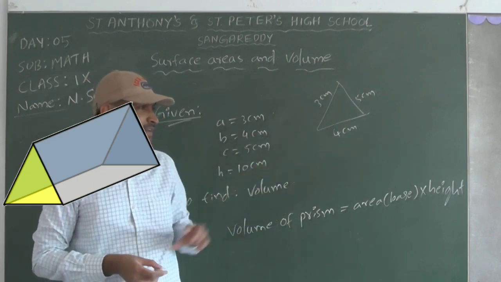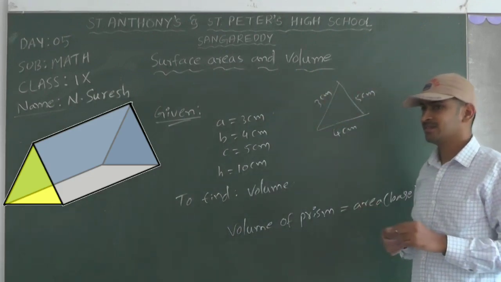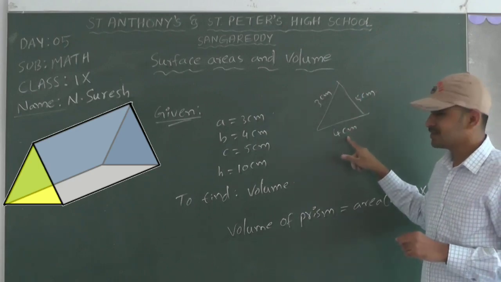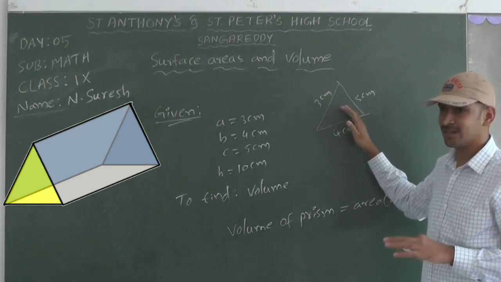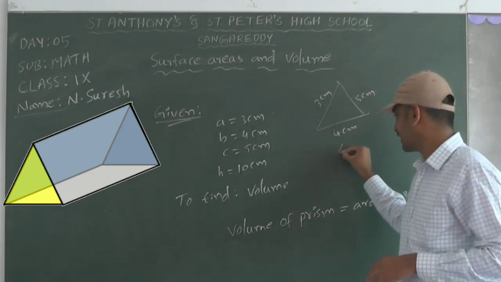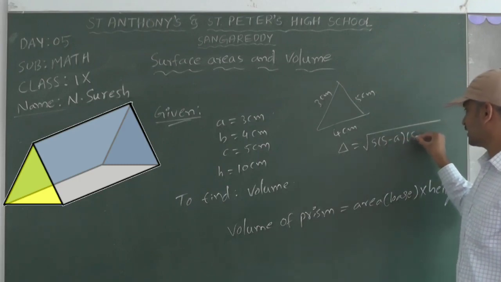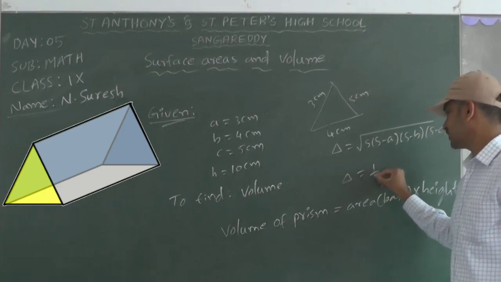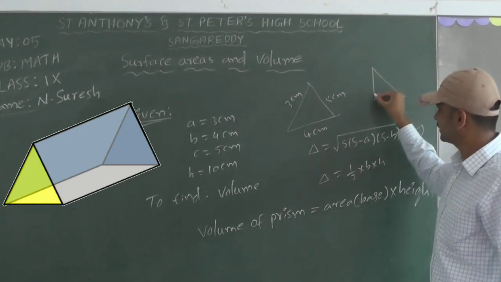So the 3 sides are given. If you closely observe, they are Pythagorean triplets. 3, 4, 5. Take 5 square, 25. 3 square, 9, plus 4 square, 16. 9 plus 16 is 25. You can apply half base into height. Otherwise, with 3 sides we have one more formula: area of triangle equals under root of s into s minus a into s minus b into s minus c. Otherwise, you can take half base into height. In that case, the triangle should be like this.